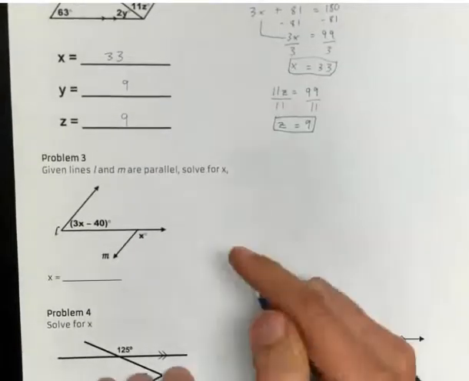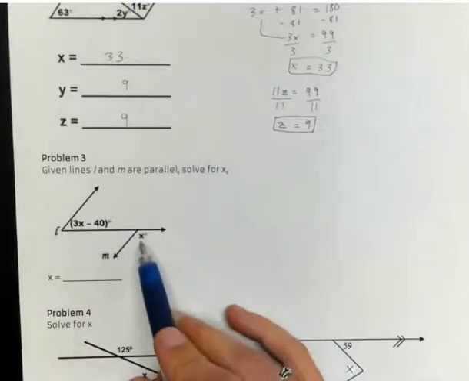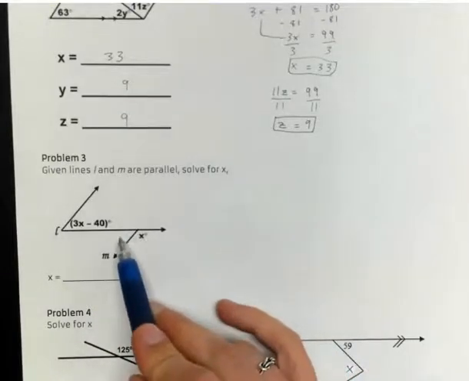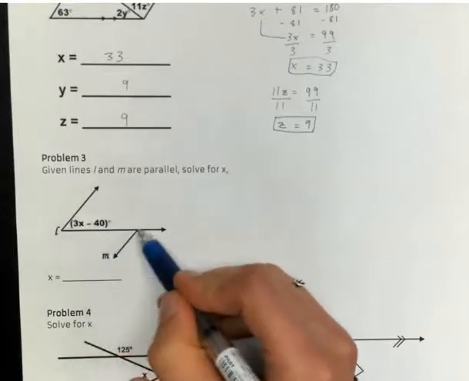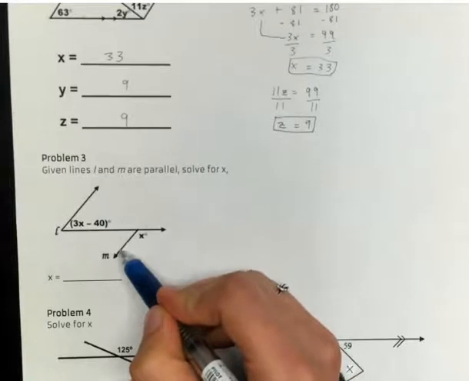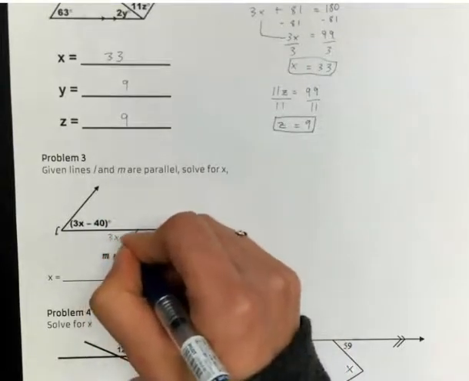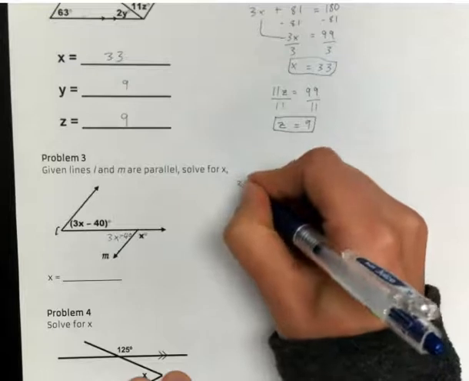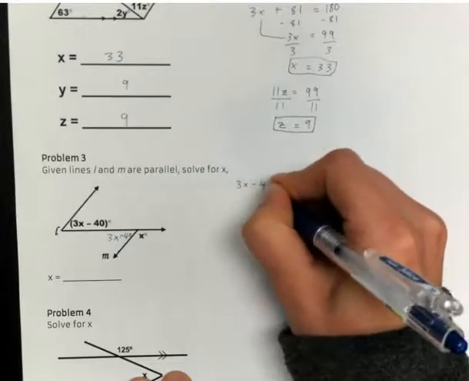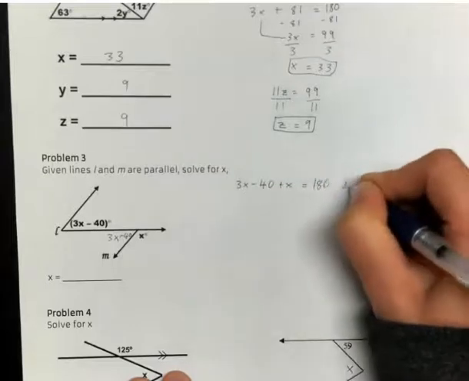Alright, next I have this problem right here. Well, I know that this x and whatever this angle is, those are a linear pair. And these are alternate interior angles. See? So I'm going to go ahead and put my 3x minus 40 right there. And this plus this is 180 because it's a linear pair. So 3x minus 40 plus x equals 180 because linear pair.